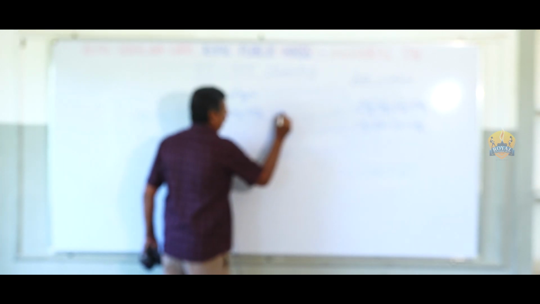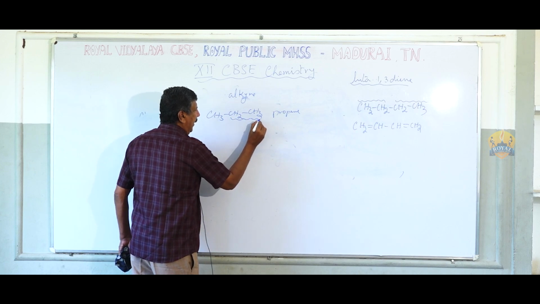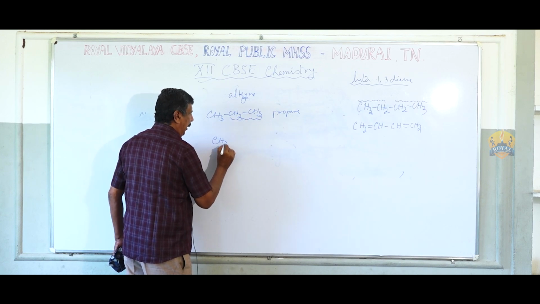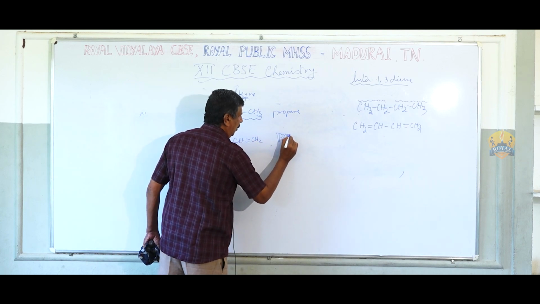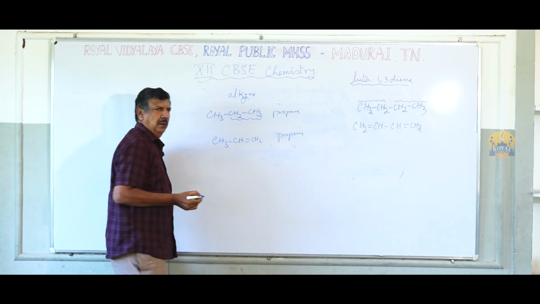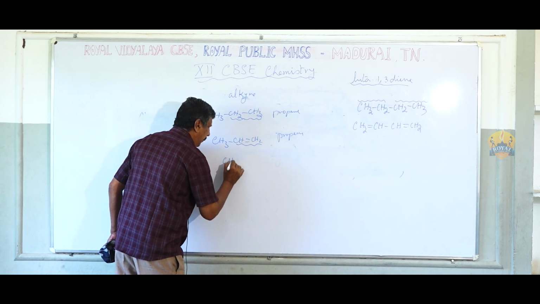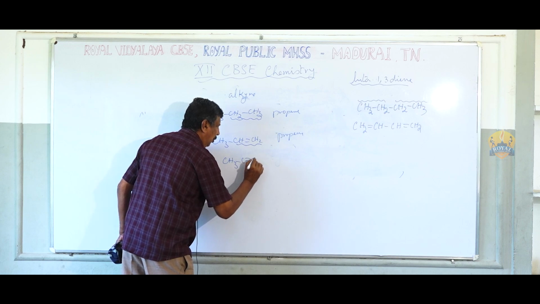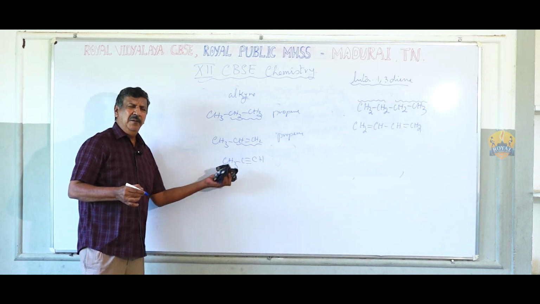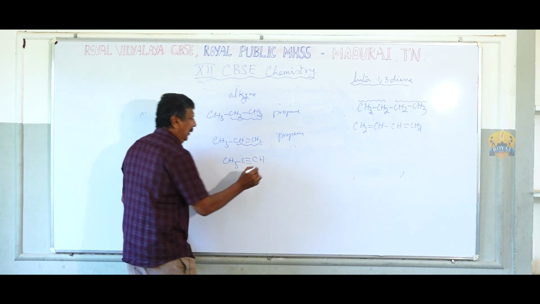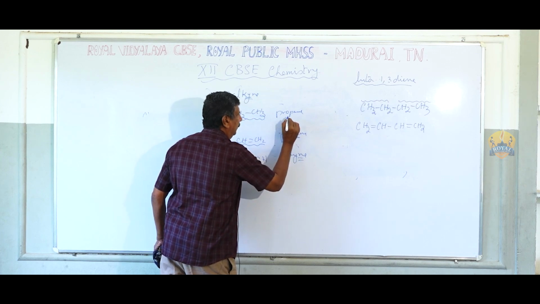Okay. This is propane. You just remove 2 hydrogen, so it is called propene. Again, you remove 2 hydrogen. Automatically it changes into a triple bond. That's all. You can create a triple bond by your own self. What is the name? Propyne. That's all. Propyne.